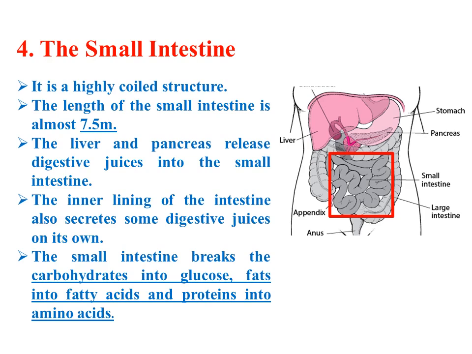And the inner walls of the intestine have finger-like outgrowths called villi. These villi increase the surface area for absorption of food, and each villus has a small network of blood vessels, and absorbed food by villi is transferred to the body via blood vessels. So here is the site of complete digestion. The small intestine breaks the carbohydrates into glucose, fats into fatty acids, and proteins into amino acids.